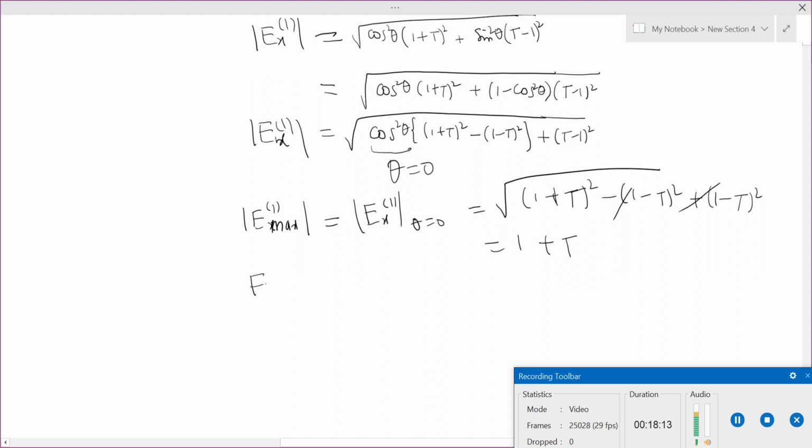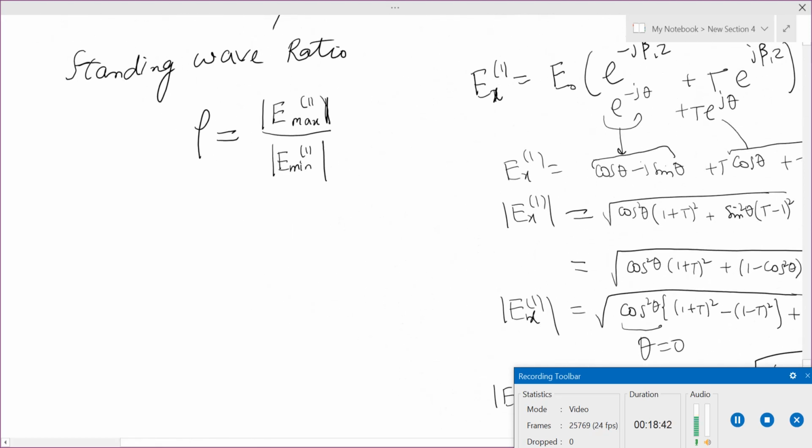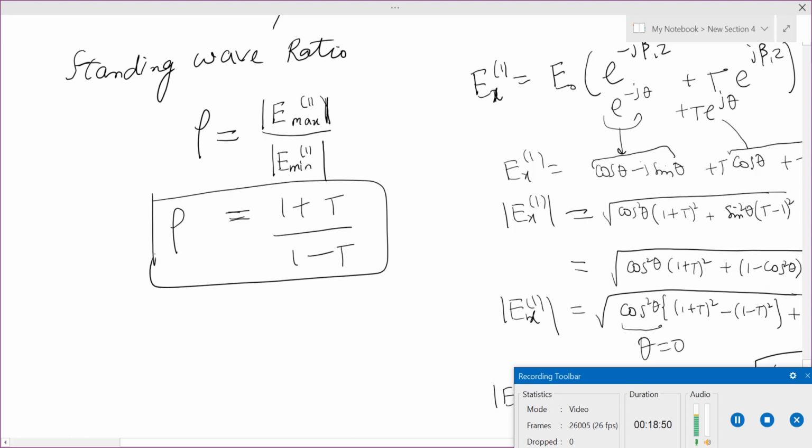Okay, similarly the minimum value of electric field will be at theta equal to pi by 2. We know that the magnitude of cos, it is cos square theta. Cos square theta is minimum at pi by 2 and its value is 0, and it becomes under root of (1 minus gamma) square, which is 1 minus gamma. Okay, so the standing wave ratio will then become (1 plus gamma) divided by (1 minus gamma). This has important significance in waveguides, we'll see it later.